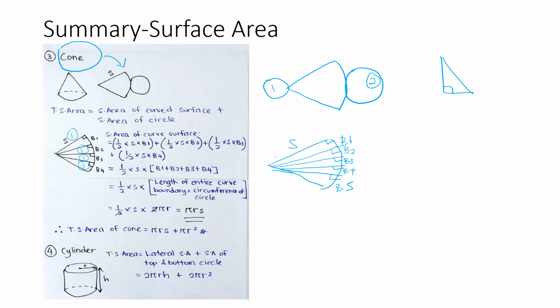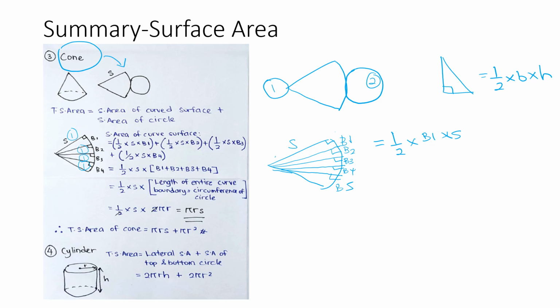The formula to find the area of a right angle triangle is half times base times height. The same goes here. The area of the first right angle triangle is half times the base, which is B1, times the height, S.